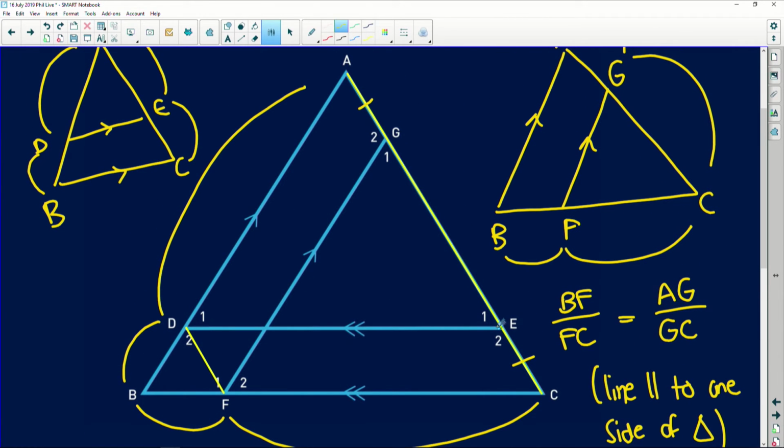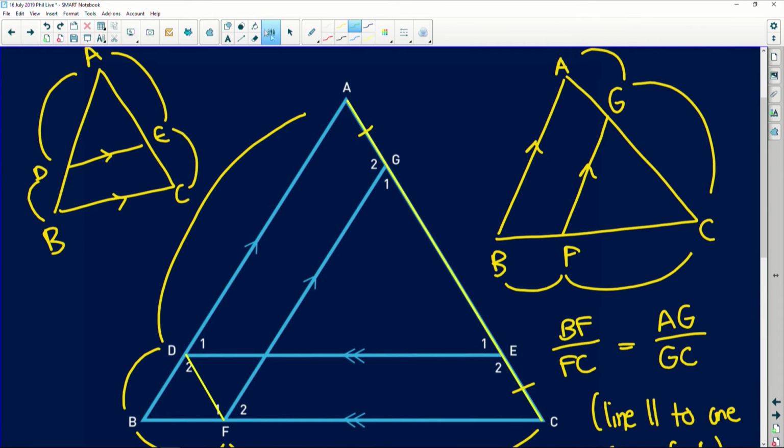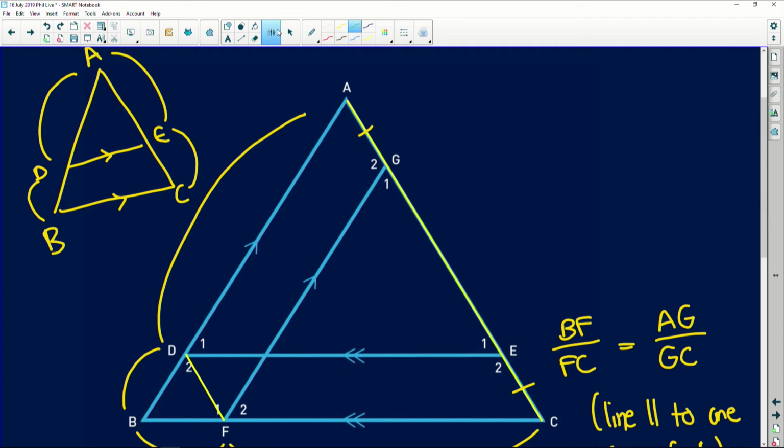GC and EA. Okay, so if we find an expression for these two lengths, let me use a different color and let me get rid of this stuff over here. If we look at GC, GC equals GE plus EC, to give us that whole length there. And if we look at EA, EA is equal to GE plus AG.